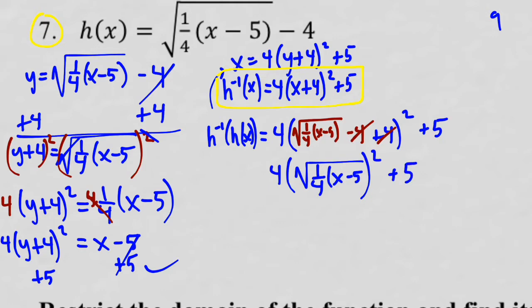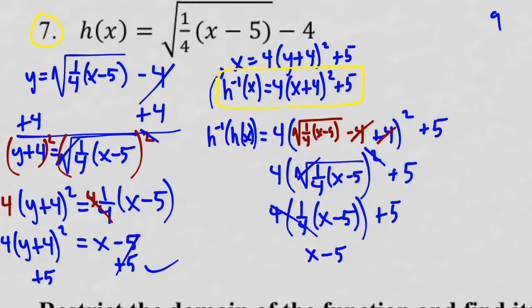Now what happens is the square and the square root cancel out, leaving you with just 4 times 1/4 times x minus 5, plus 5. 4 times 1/4 cancels. These two cancel. So it's just x minus 5 plus 5. The 5 and the negative 5 cancel. It's just x. Done.